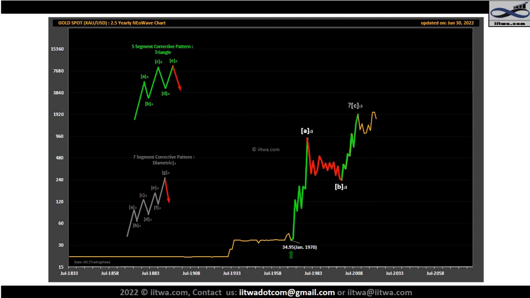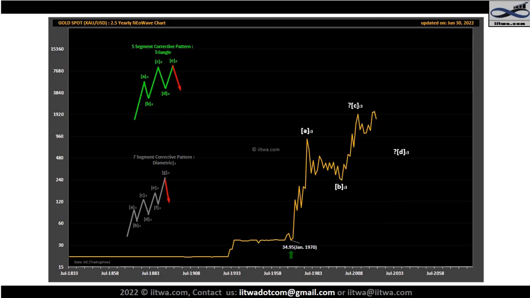The fourth segment initially moved downward but suddenly behaved in an irregular way and now has chances to go down or sideways. This segment should be labeled cycle degree wave D. Here remember, at this stage said wave D is incomplete.